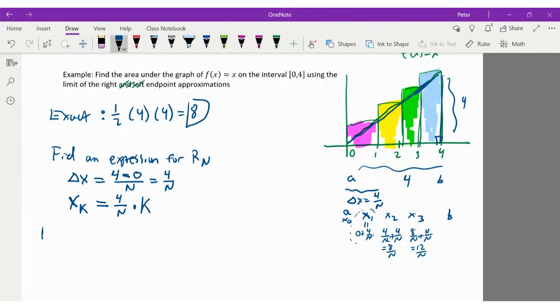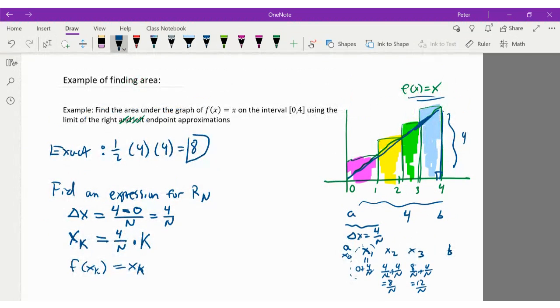So look at what Rn equals. Let me write out the expression for f of xk. f of xk is just going to equal xk, because the function itself is f of x equals x. So that equals 4 over n times k.